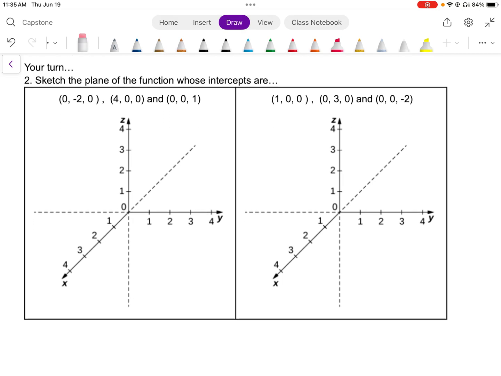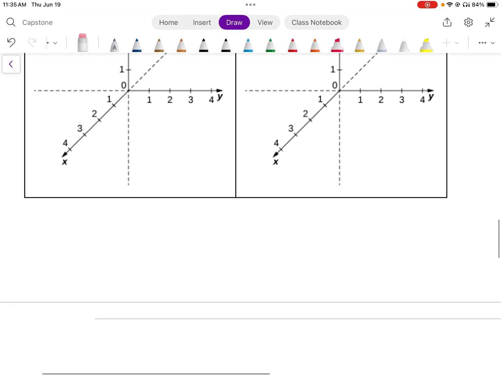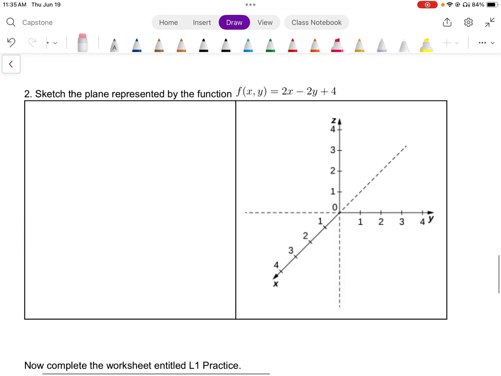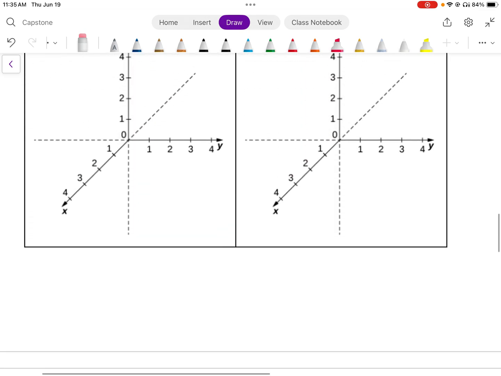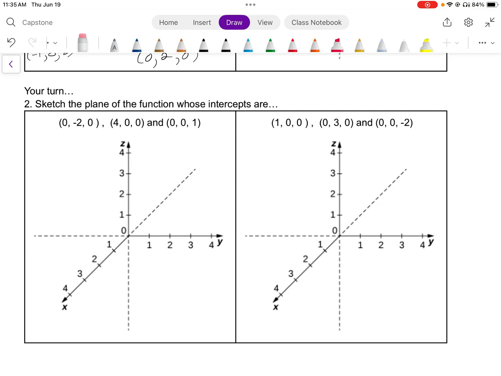Now it's your turn. Try a couple sketches on your worksheet, and then try this last question, which asks you to find the intercepts as well. So pause it, and if you want to, come back and watch the rest of the video. All right, welcome back. Hope you did well.